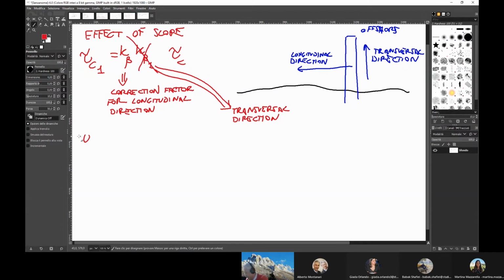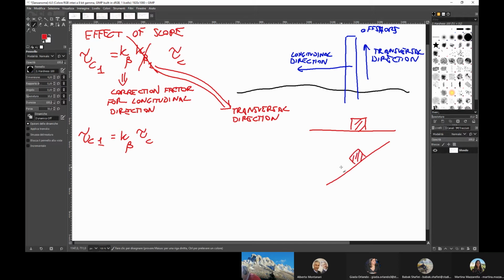And then we get tau C1, it's equal to K beta times tau C. Okay, so what is the value of K beta? It's a slope correction factor. We have to make a difference between the run up and the run down, because of course the slope correction factor must be different in the two situations, because clearly with respect to the situation where you have no slope, you pass to a situation where you have a slope.